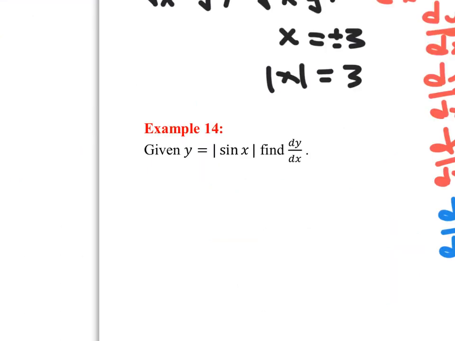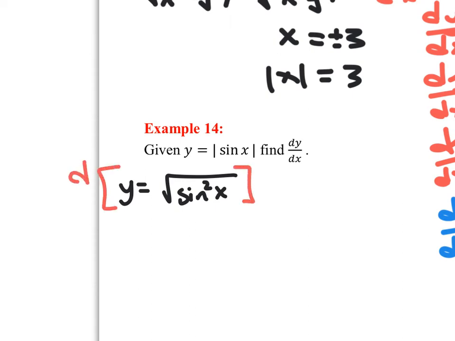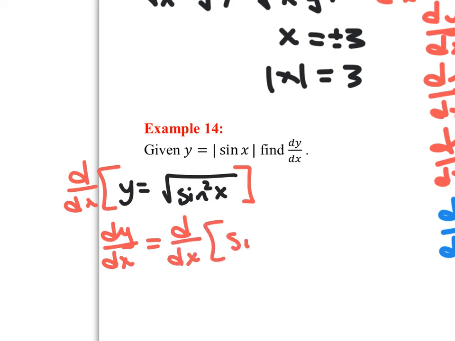So let's use that same idea here with the absolute value of sine x. I'm going to rewrite this as the square root of sine squared x. And I'm going to go ahead and differentiate that implicitly. So dy dx, I'm going to do the operator over here. I'm going to call this sine squared x to the 1/2 power. I'll go off camera and come back in just a moment.